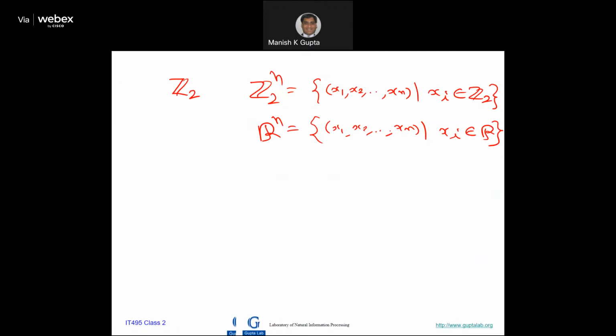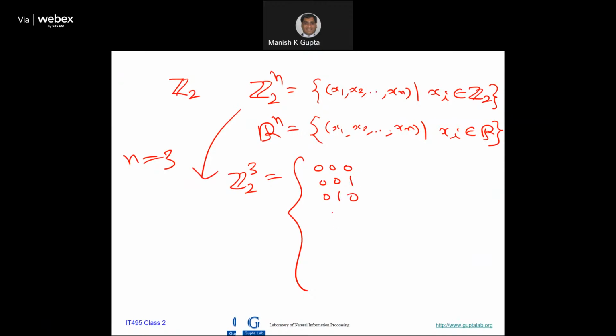So these codes, the code which I gave you as the first example, C equal to 000, comma 111, is coming from a vector space only, right? And what is the length? 3. So Z2 to the 3, how many elements are there? Let me take a specific example for n equal to 3. Z2 cubed: 000, 001, 010, 011, 100, 101, 110, 111.